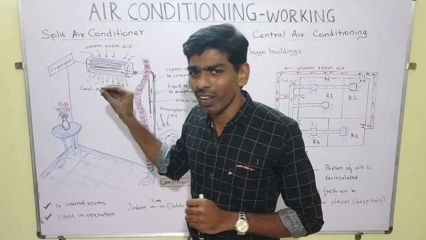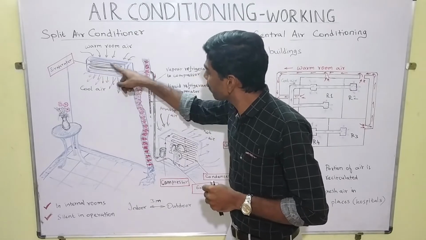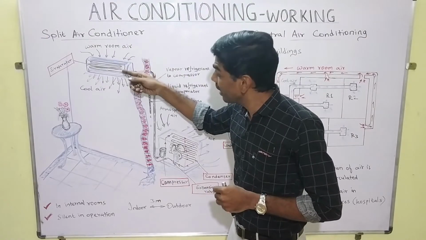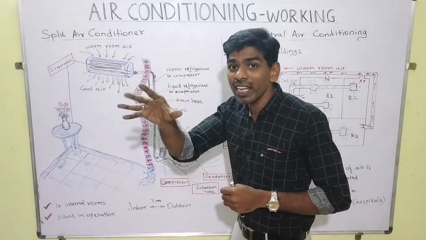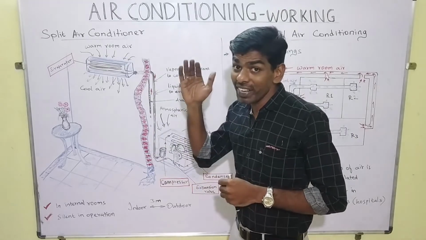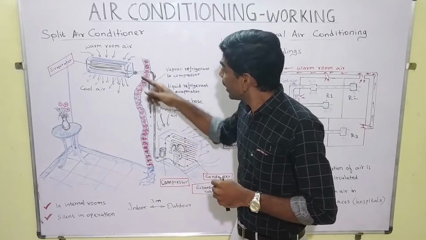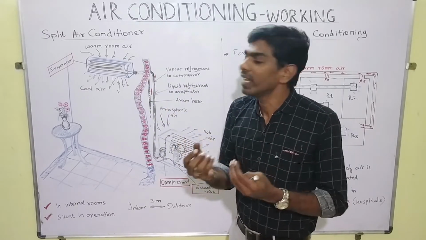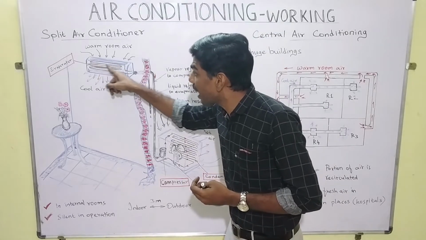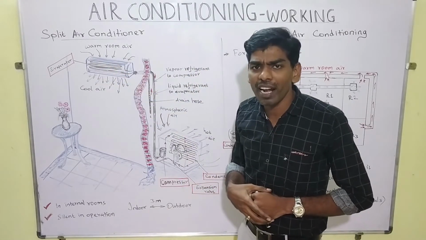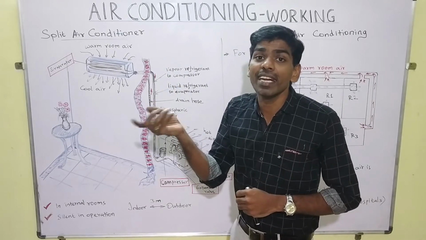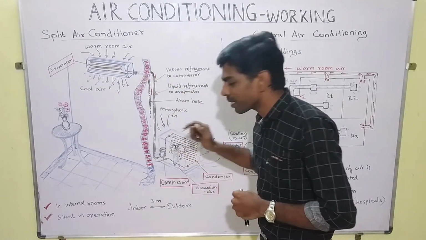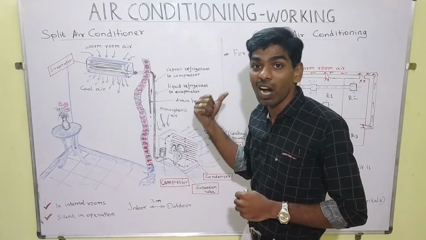Again, let us have a quick look. In the indoor unit, the warm room air is taken in with the help of the blower. It is forced to pass through the evaporator tubes. Once it passes through the evaporator tubes, we will be able to take off the room heat. Heat from the room air is taken off by the refrigerant passing inside the evaporator tubes. So what will happen? The refrigerant will get converted to vapor. That will be taken down to the compressor, which is held in the outdoor unit.